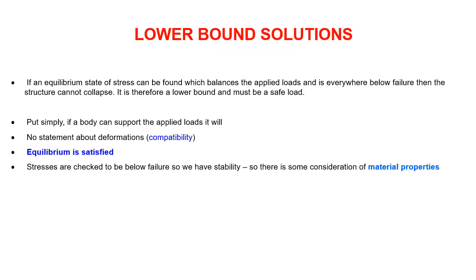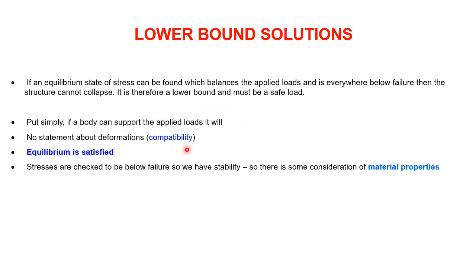Now let's move on to lower bounds. The formal statement is that if an equilibrium state of stress can be found, which balances the applied loads and is everywhere below failure, then the structure cannot collapse. It is therefore a lower bound and must be a safe load. So you're just looking for a legal distribution of stresses which is in equilibrium. It doesn't have to be realistic, just has to be legal. And if it's not failing, then you've found a distribution that must be safe. Put simply, if a body can support the applied loads, it will.